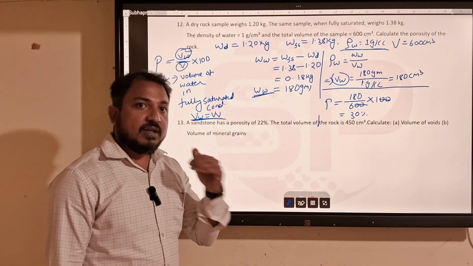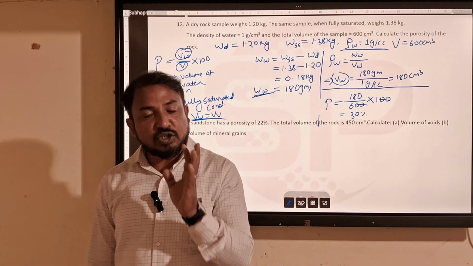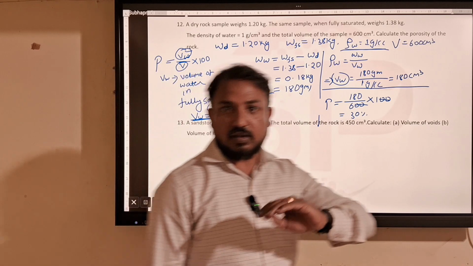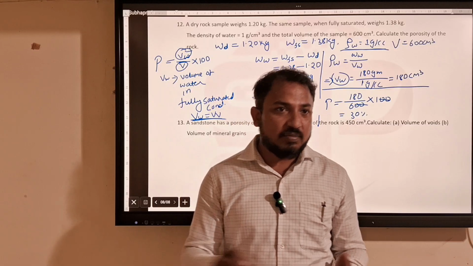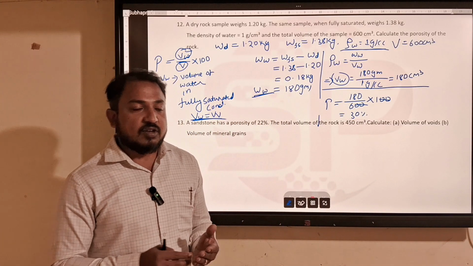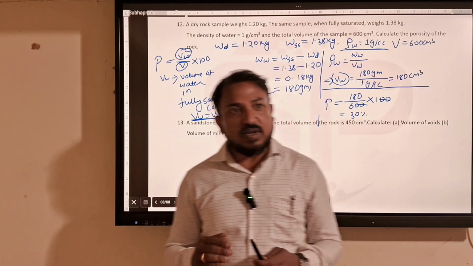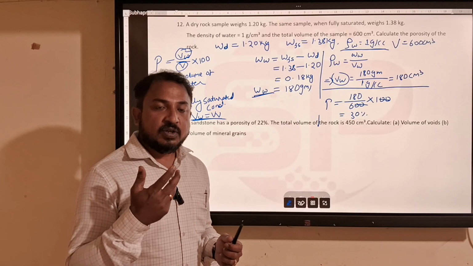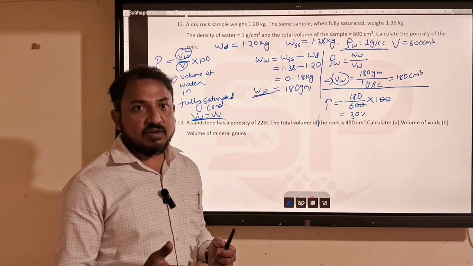So always remember one thing: volume of water is equal to volume of voids when it is fully saturated. That means if you see some question where the rock is saturated with this much water, that doesn't mean it is fully saturated. Saturated means the pore space is not completely filled. Volume of water is equal to volume of voids only when the rock is completely or fully saturated with water.